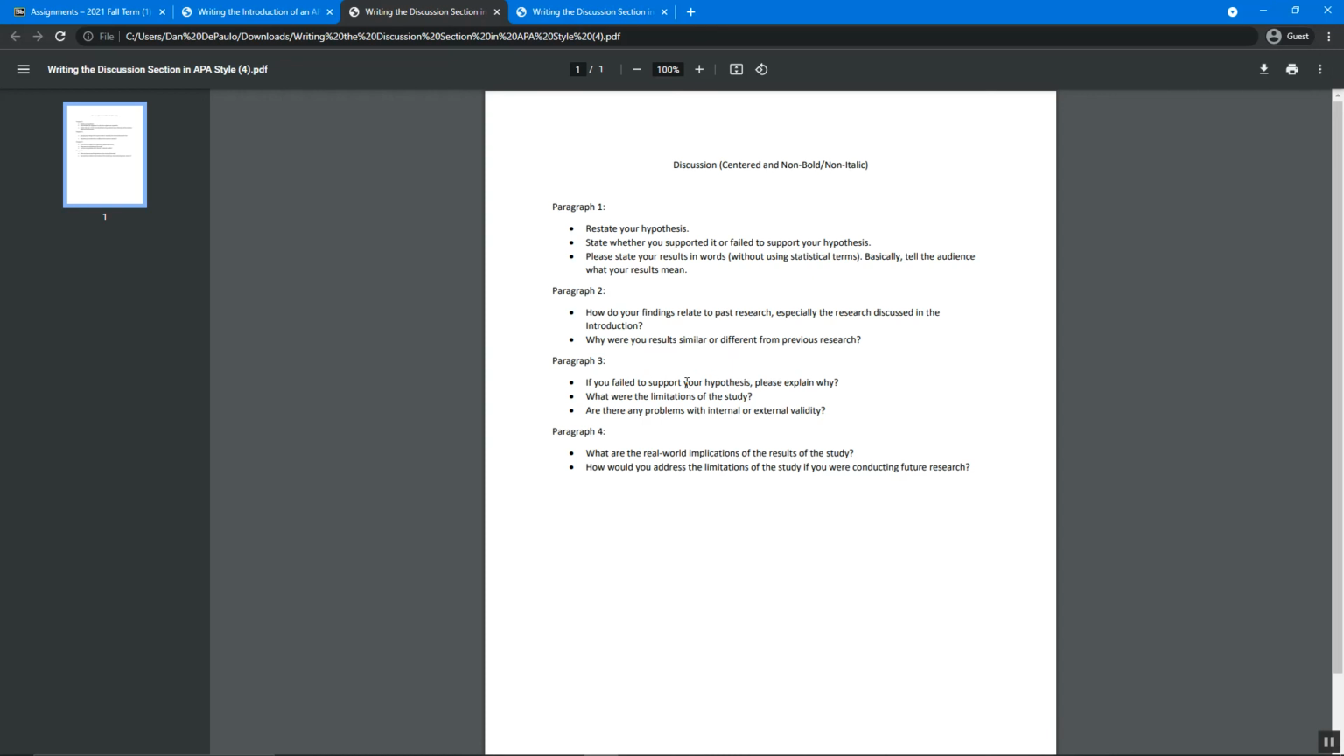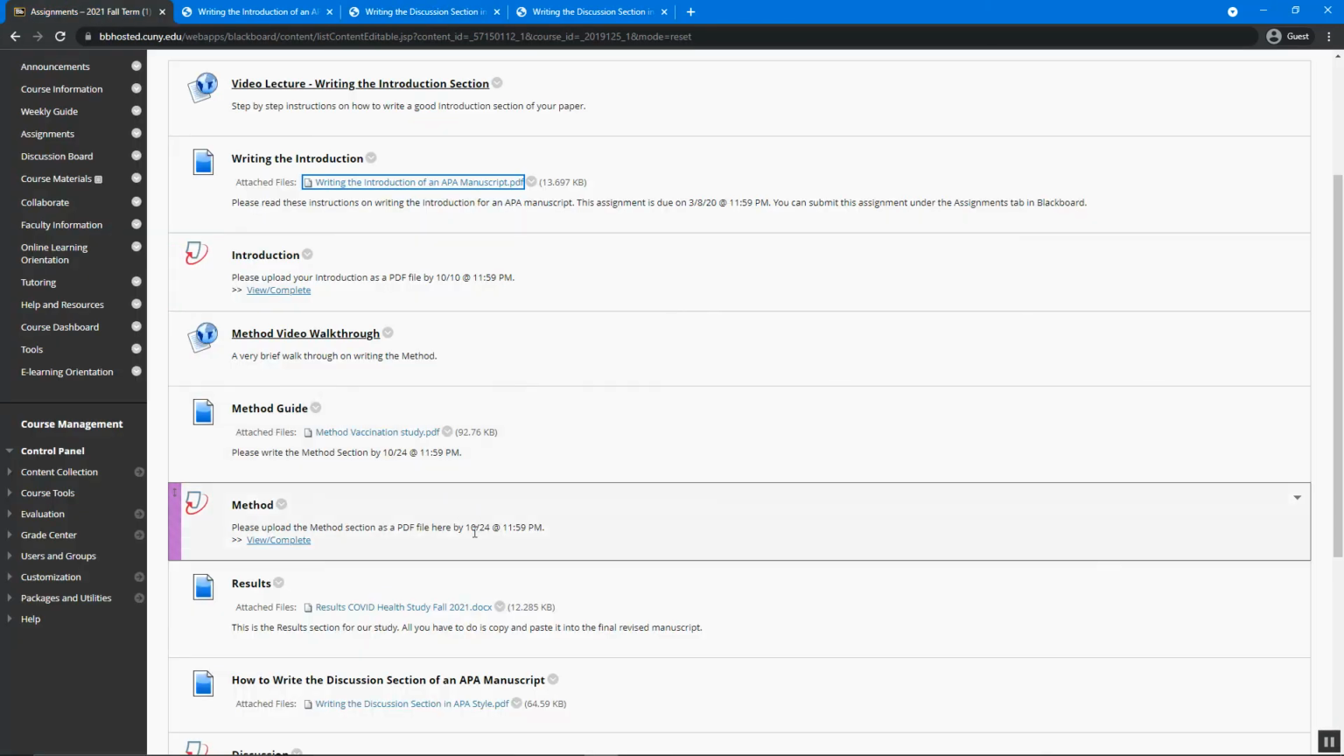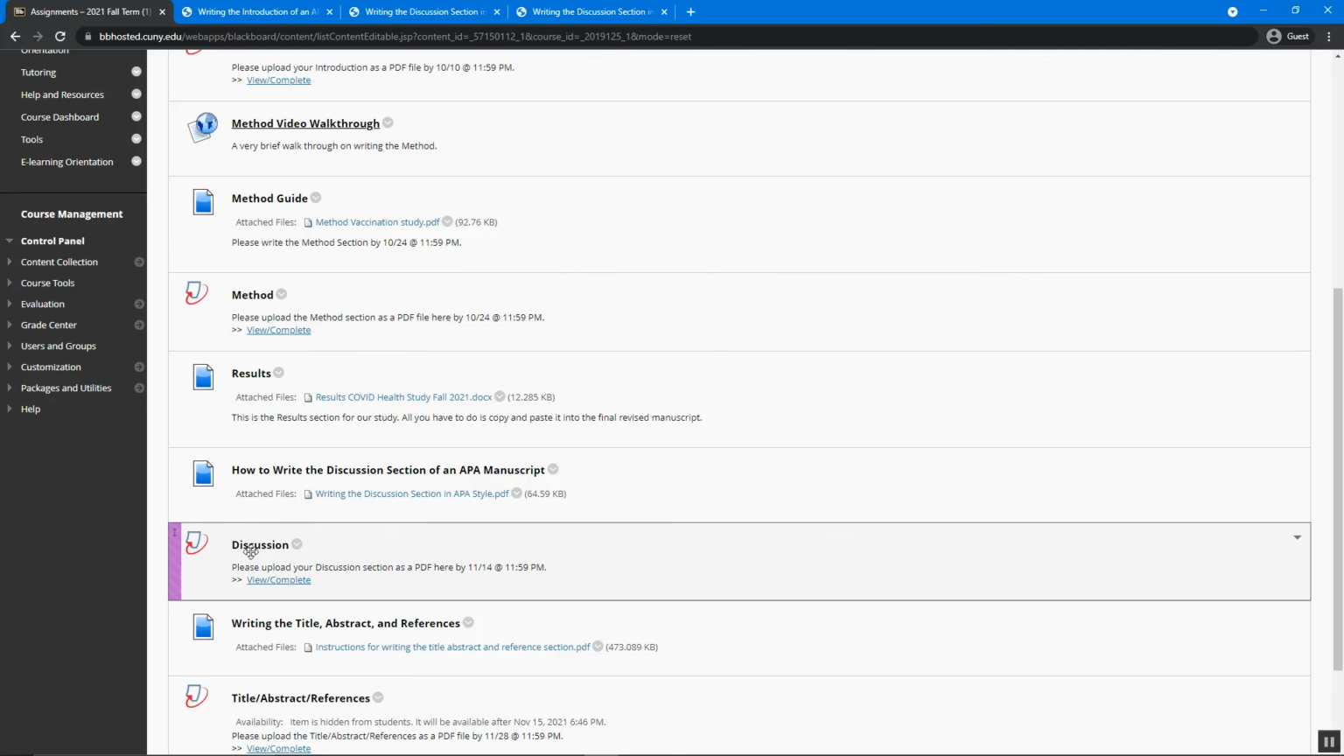Make sure it's double spaced, 12-point font. Make sure discussion's on the top and it's centered and it's not italicized or bolded. And then save it as a PDF and upload it to Blackboard. And I've provided the upload link here under discussion. And please upload it by the date that I provided here.